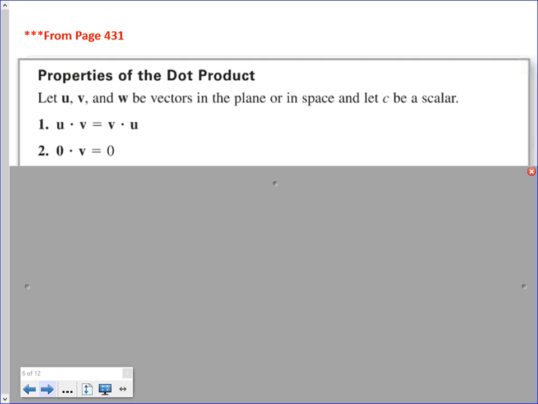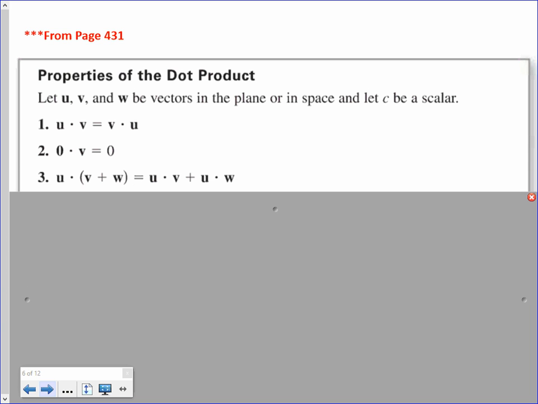If I take 0 dot a vector, it's going to be just equal to 0. So that would be pretty simple.